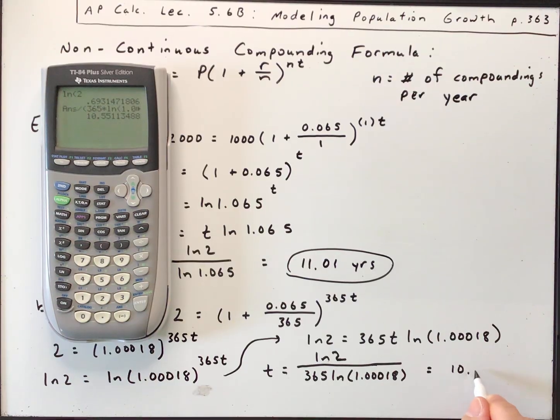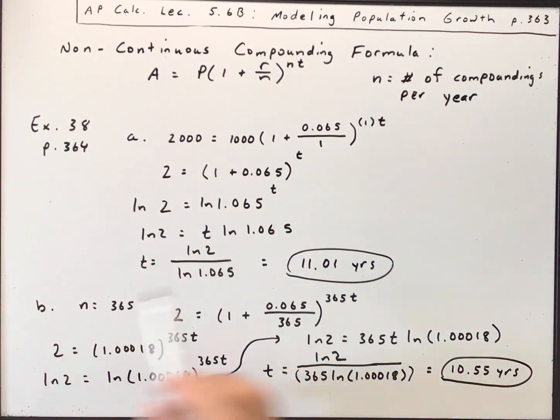So be real careful with your calculator on these problems, okay? Since you have to do a couple of operations, you might want to use parentheses in the denominator. Okay, so it takes less time to double when you compound more often. Annually is 11 years. You cut off almost half a year if you compound it daily.